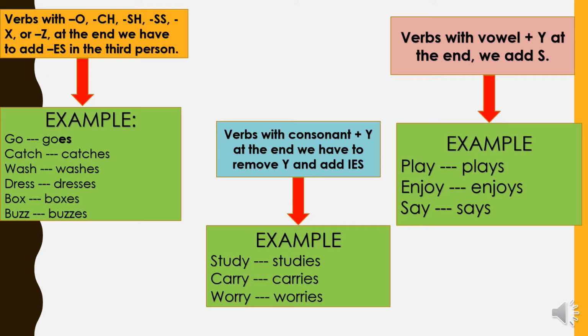Right, my dear students? For verbs with consonant plus y at the end, we have to remove y and add ies. Do you know what a consonant is? The alphabets which are not vowels are called consonants. Examples: study studies, carry carries, worry worries. For verbs with vowel plus y at the end, we add s. Examples: play plays, enjoy enjoys, say says.